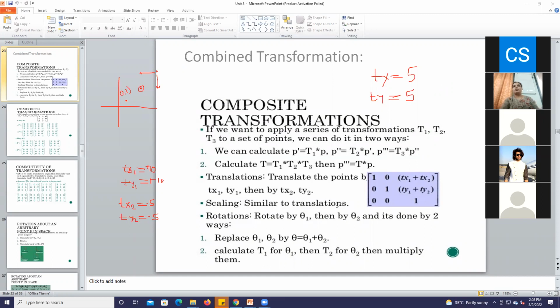Translation मध्ये फक्त addition होतं आणि scaling मध्ये multiplication होतं, एवढाच difference. रोटेशन सुद्धा सेम वे नी होईल. जर मी रोटेट केला पहिले θ1 एवढ्या अँगलनी आणि परत θ2 एवढ्या अँगलनी, तर मग टोटल थीटा अँगल इज कन्सिडर्ड as θ1 plus θ2 and I can get the total rotation, right? So this is how you can combine the transformations together.